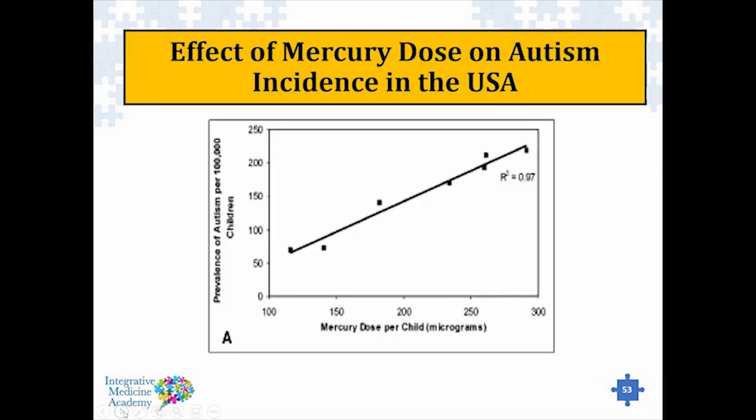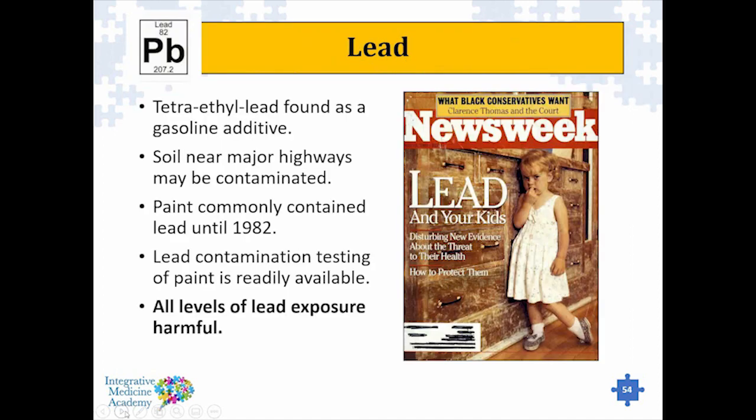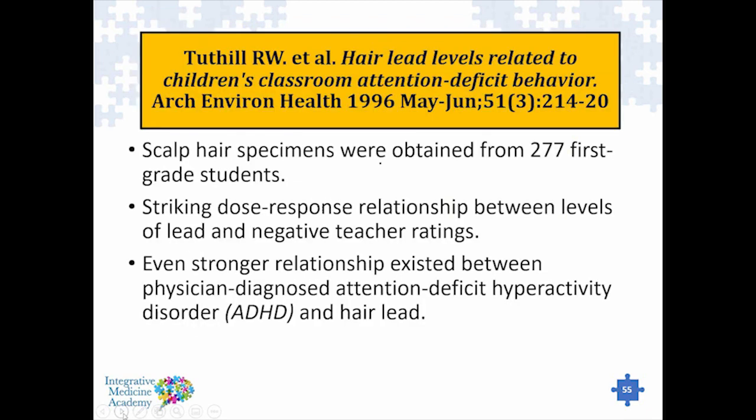We know that autism rates around the United States increase when there is a higher amount of mercury present. So the incidence of autism, in almost all the data you look at, increases with the higher rates of mercury exposure. Lead has been known about for a long time. There is a very strong correlation of lead with attention deficit and attention deficit hyperactivity disorder. In fact, anymore, all levels of lead exposure are considered to be harmful.